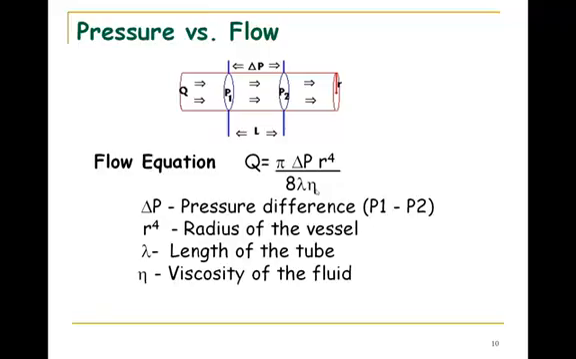So under normal conditions, viscosity is relatively constant except for some clinical conditions such as if you're dehydrated or if you have a condition called polycythemia where you make an abnormal amount of red blood cells, which are not normal red blood cells. So the blood becomes a little bit thicker. So if you increase viscosity, it decreases flow. So those are the different relationships.